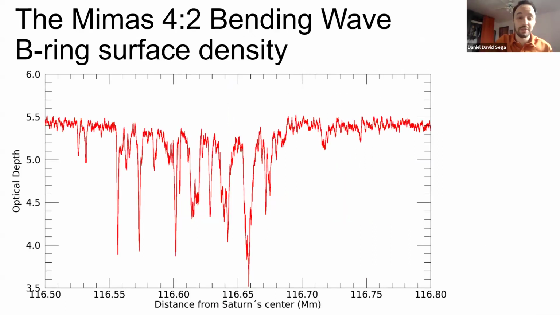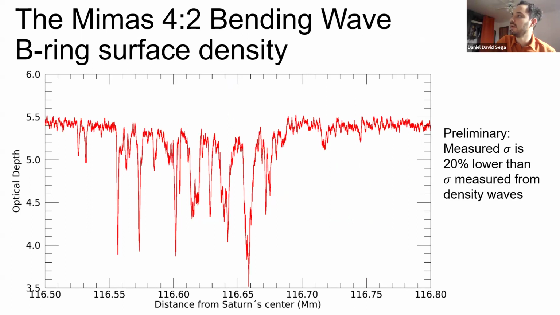And this is just for completeness. This is the last bending wave that is clearly visible in the rings. This bending wave hasn't actually been used to study sigma. There was a measurement with Voyager, but it was kind of a picture that they used to get sigma from this wave. And in Cassini, nobody has tried to do it because there's not as good a picture. And in the occultations, well, the B ring is very noisy and it's hard to get.